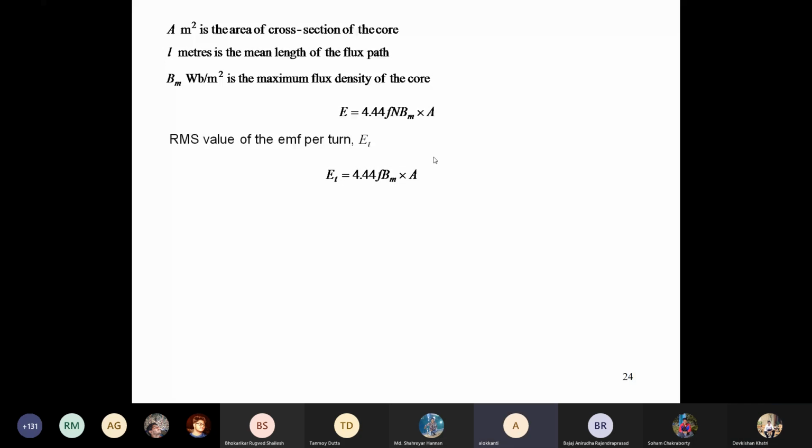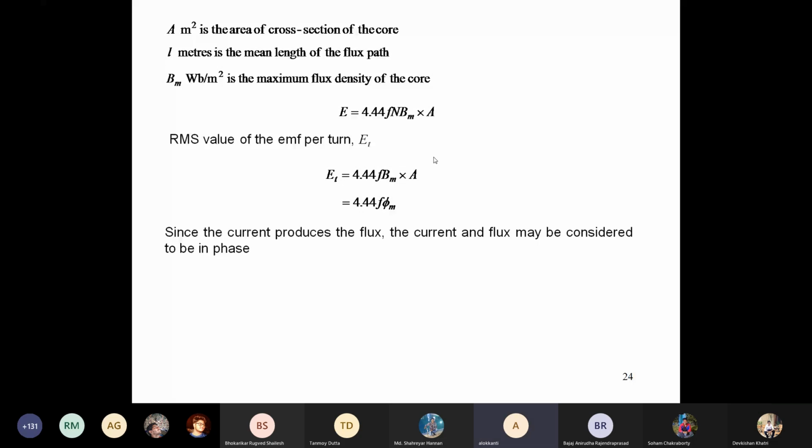So this is nothing but 4.44 F phi m. This Bm into A is basically the phi m. Since the current produces the flux, the current and the flux may be considered to be in phase. This we already showed in the phasor diagram. And we saw that this voltage is leading the magnetizing current as well as the flux by 90 degrees.